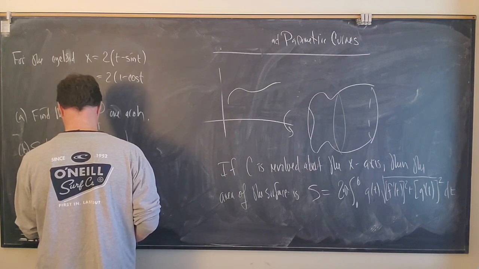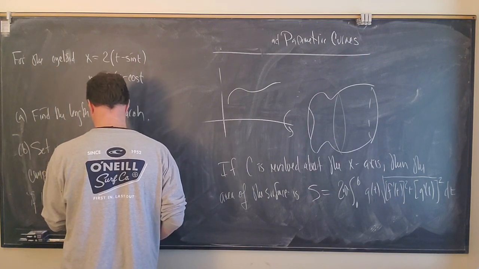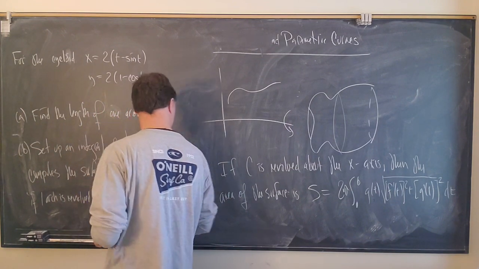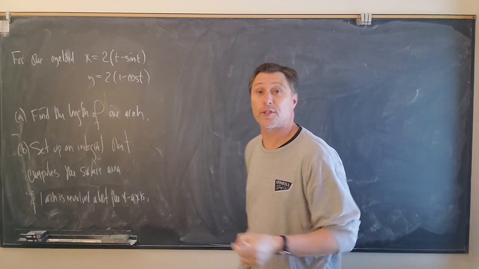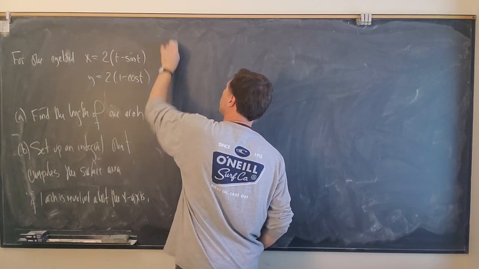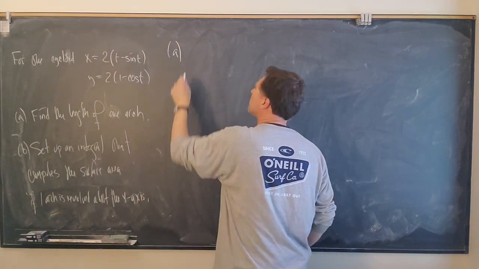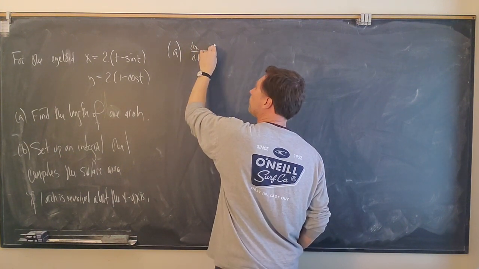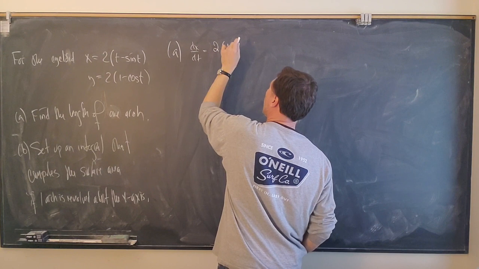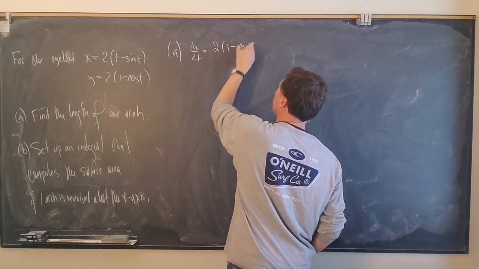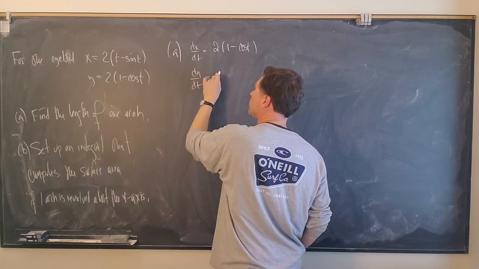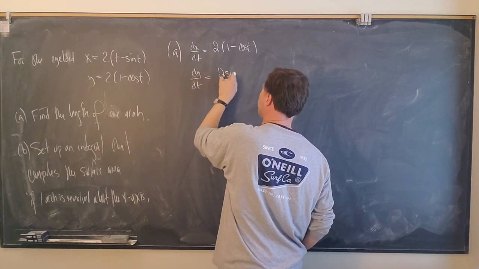Revolved about the x-axis. Okay, so let's do part A. I need to take some derivatives, so dx/dt equals 2 times (1 minus cosine t), and dy/dt is going to be 2 sine t.